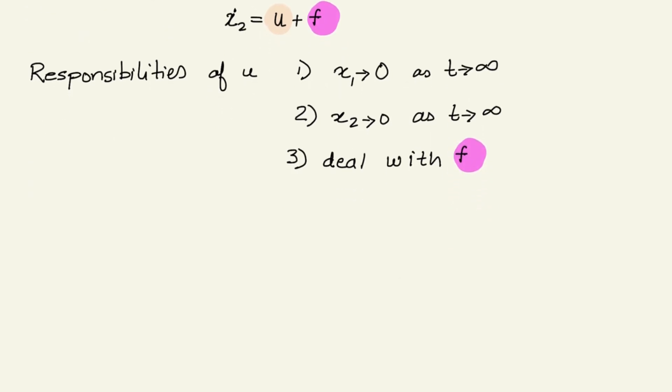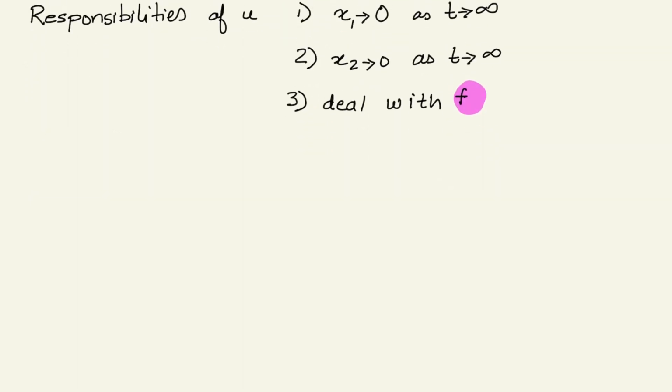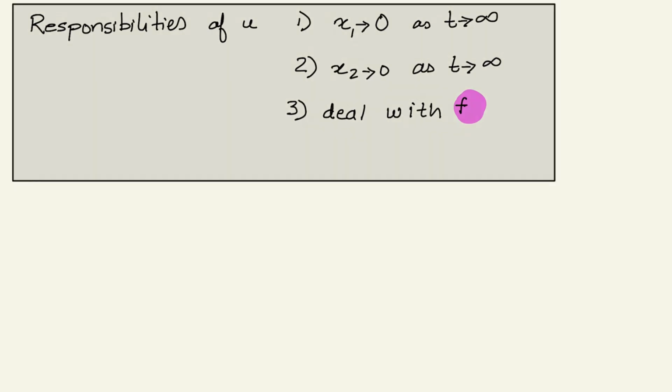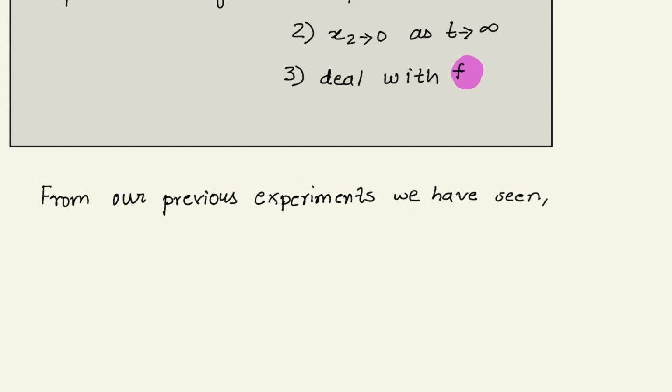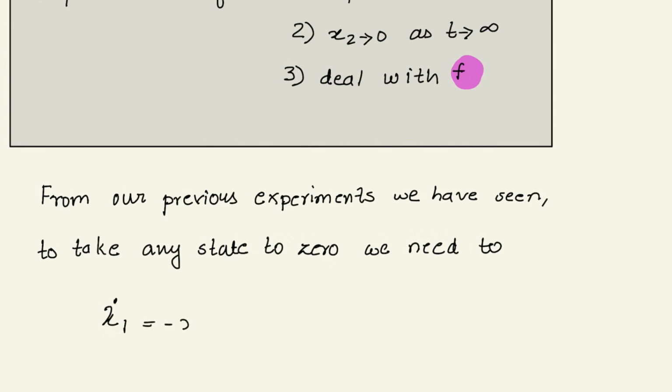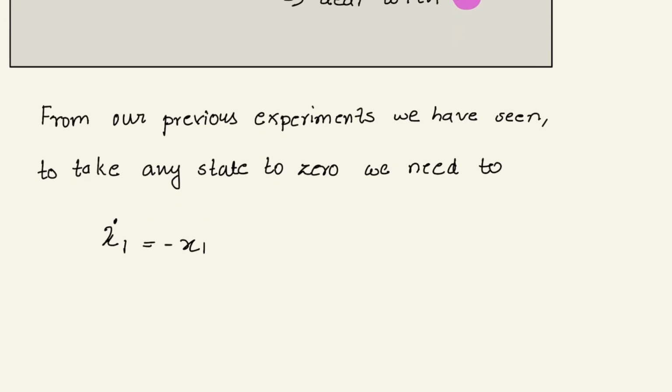The u has to bring the states x1 and x2 to 0 as time tends to infinity, and it has to do this in presence of disturbance f. So it has to deal with the disturbance. From our previous experiments, we know that to take any state to 0, we need to equate the negative of the state to its derivative. So suppose if we want to take x1 to 0, so x1 dot equal to minus x1. This will take the state x1 to 0 as time tends to infinity.